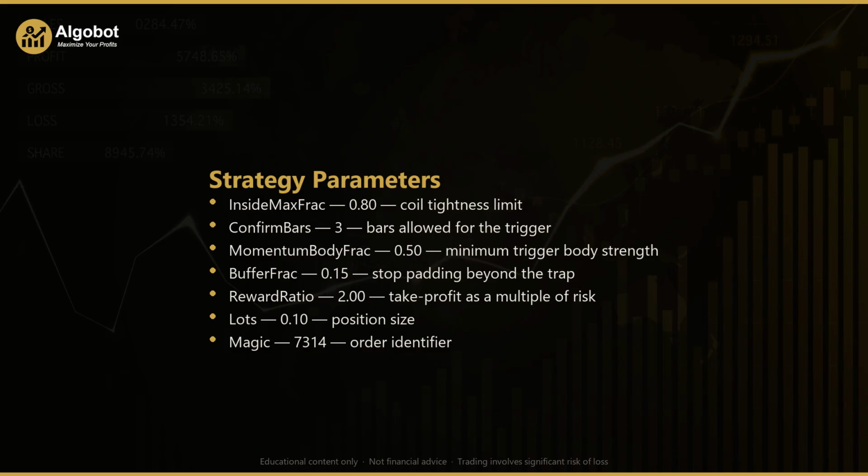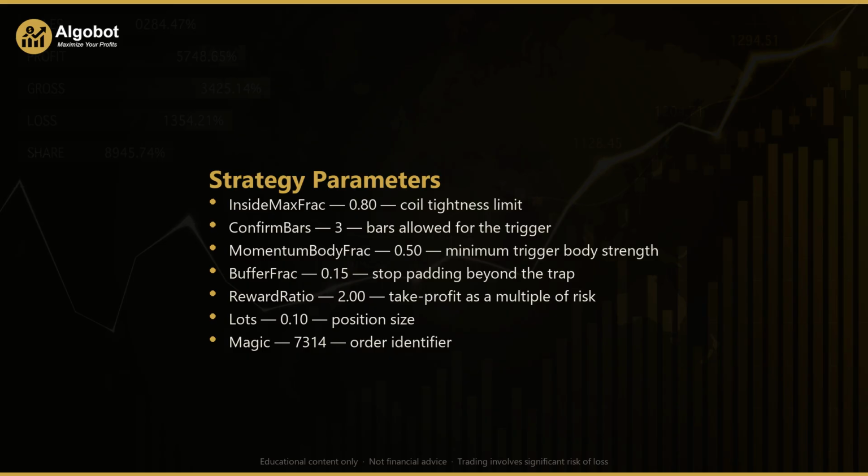BufferFrac, at 0.15, sets how far beyond the trap extreme the stop loss sits, as a fraction of the inside bar's range. A larger buffer gives the trade more breathing room, but widens the risk. Reward ratio defaults to 2.00, meaning the take profit is placed at twice the stop distance. Increase it if you want to aim for larger moves, but expect a lower hit rate in exchange.